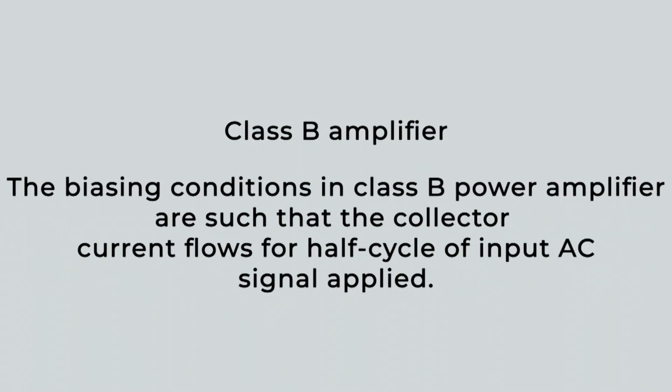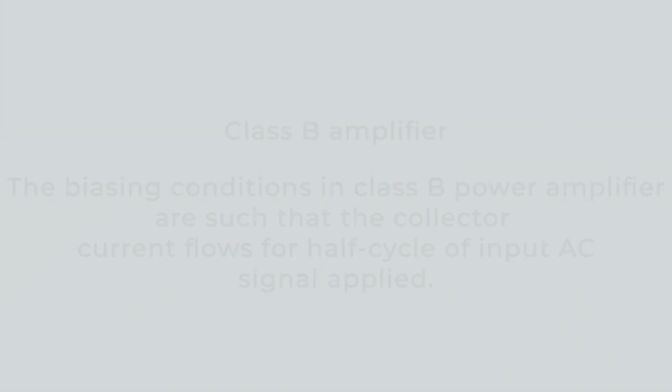Second one is class B amplifier. The biasing condition in a class B power amplifier is such that the collector current flows for half cycle of the input AC signal applied.